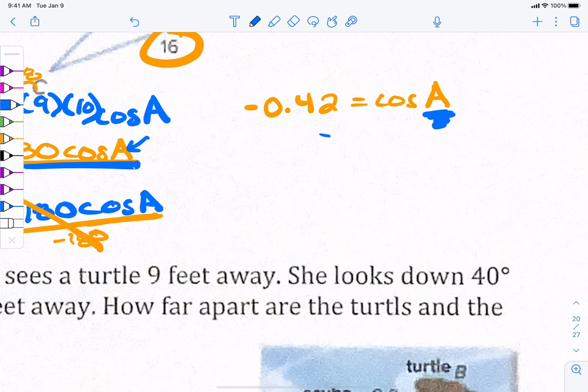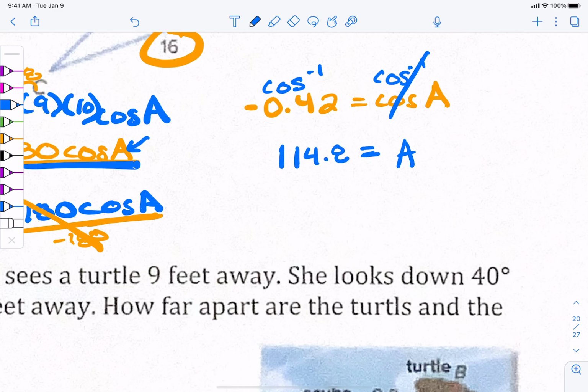How do I get this A out of here? You do the inverse cosine. So A equals inverse cosine of negative 0.42. You guys ever use the answer button on your calculator? Do that, because then you don't have to retype anything. Okay, what's inverse cosine of that number?